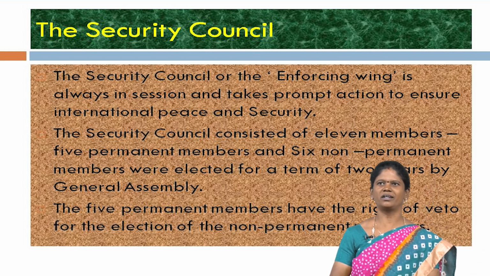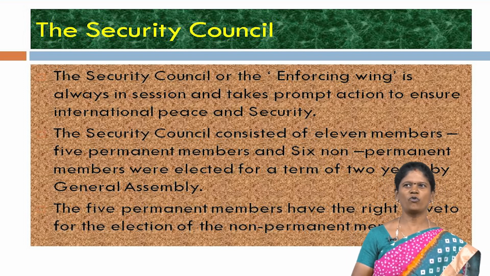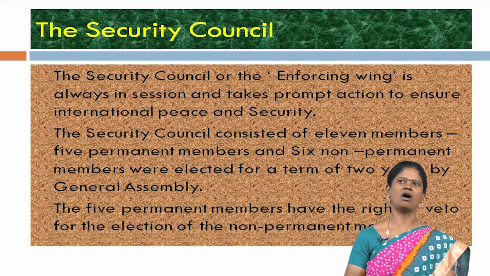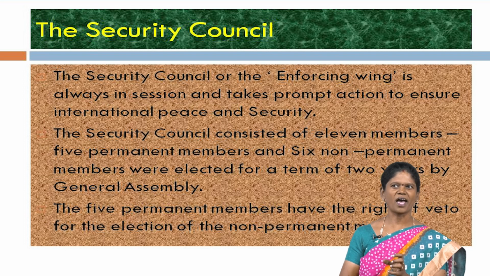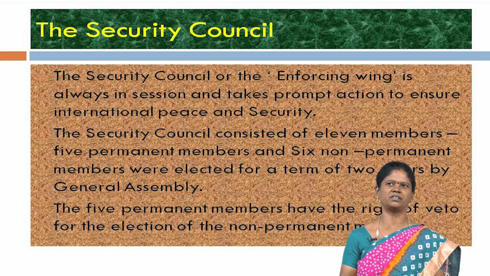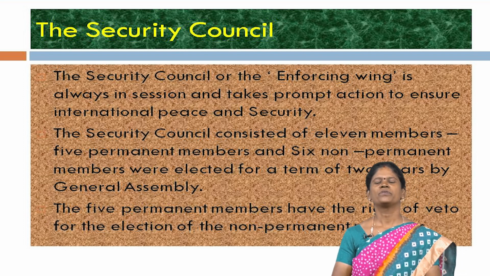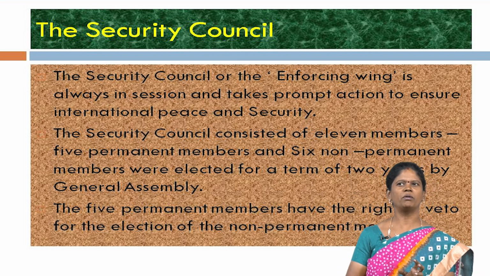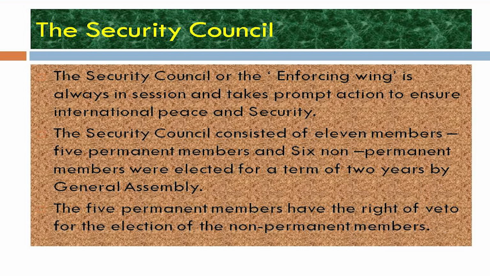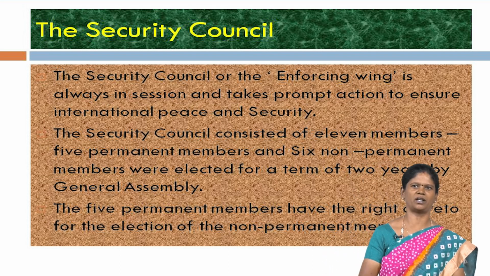The other organ is the Security Council, the enforcing wing. The Security Council is always in session and takes prompt action to ensure international peace and security. The Security Council consisted of 11 members of UNO. Five members are permanent and six members are non-permanent. These members were elected for a term of 2 years by the General Assembly.